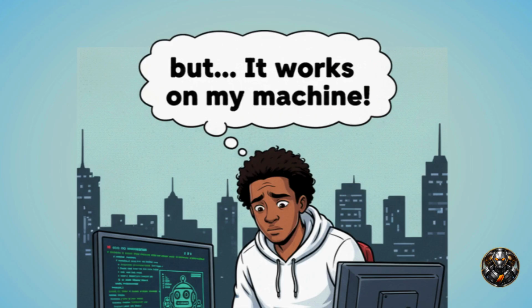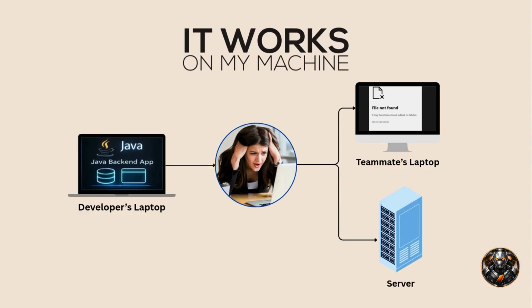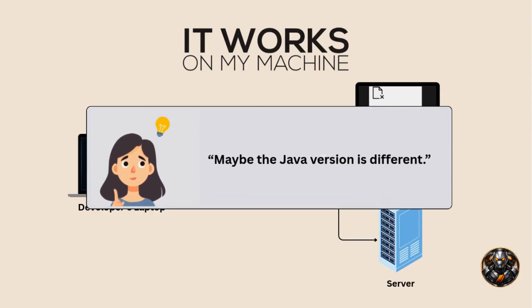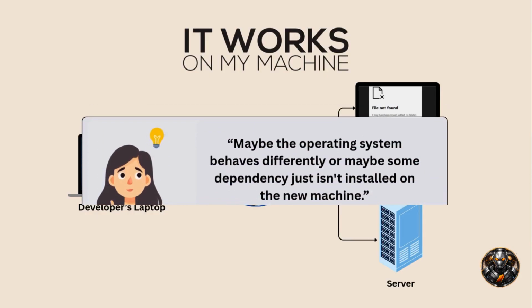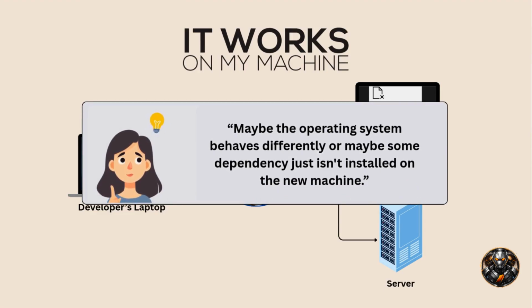Let's start with a common problem in software development. You are working on a Java backend app. You've got it running perfectly on your laptop. It connects to a database, talks to a front end, everything's smooth. Now you hand that project off to a teammate or try to deploy it to a server, and suddenly things break. You think, maybe the Java version is different. Maybe the operating system behaves differently, or maybe some dependency just isn't installed on the new machine.